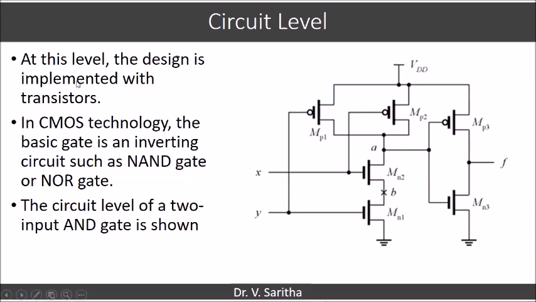At this level, the design is implemented with transistors. In CMOS technology, the basic gate is an inverting circuit such as a NAND gate or NOR gate. So here we are showing the circuit level of a 2-input AND gate.